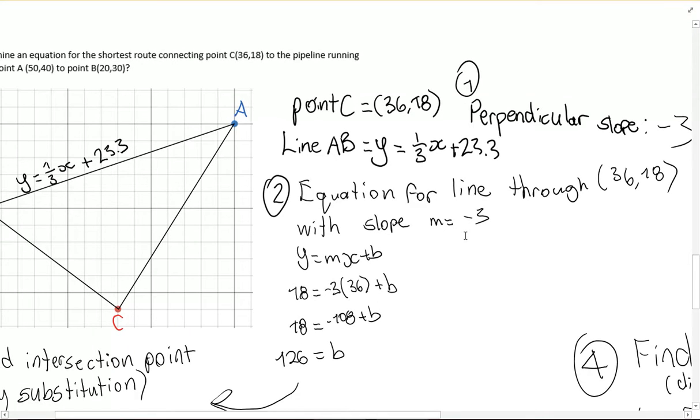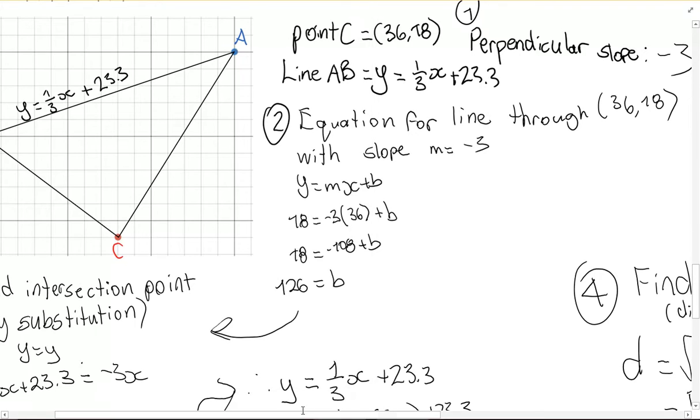So next, I used the equation for a line through point (36, 18) that also had a slope of -3. Basically, I plugged in 36 and 18 into x and y in the y equals mx plus b form of the equation of a line, and I was able to figure out that the y-intercept was actually 126.